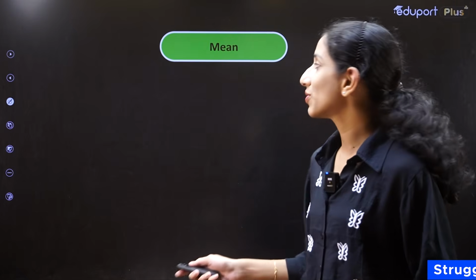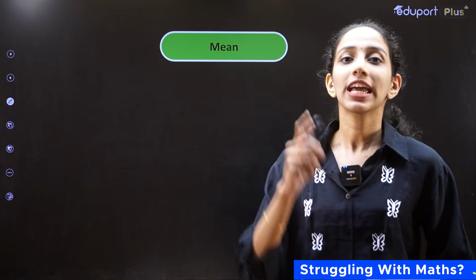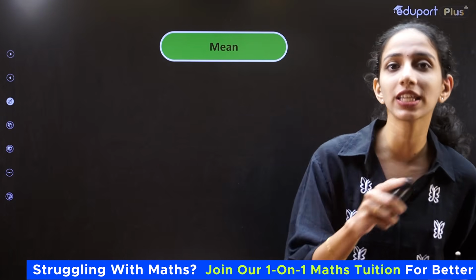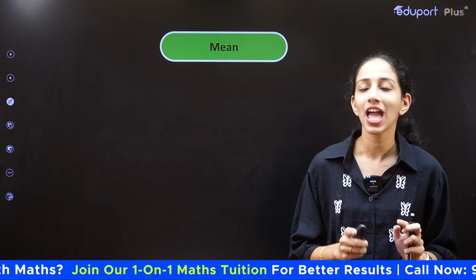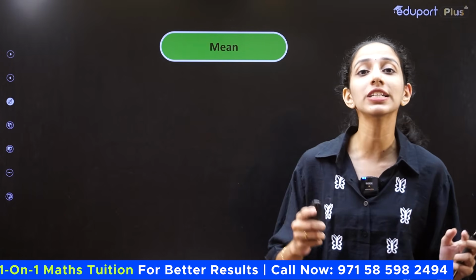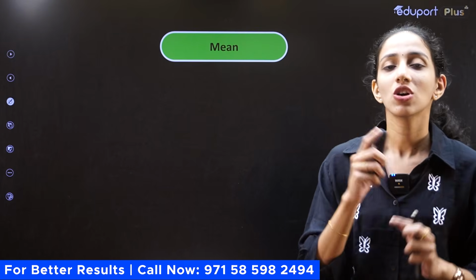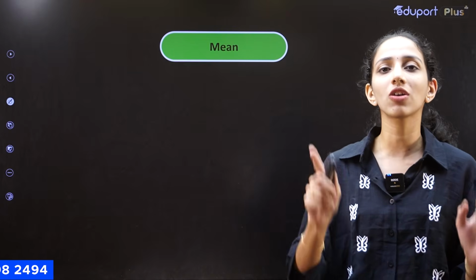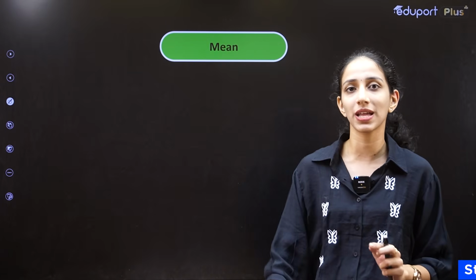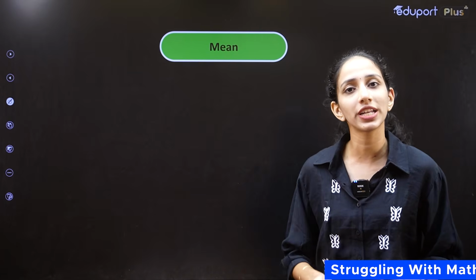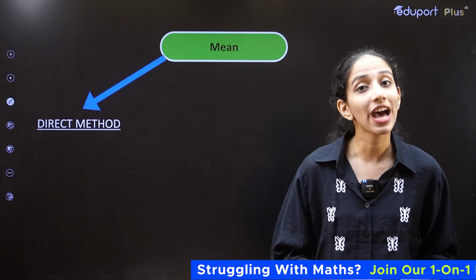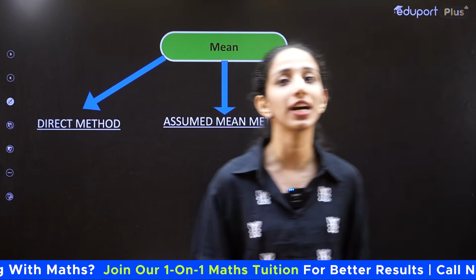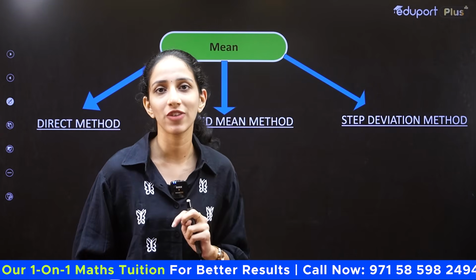Then we are going to discuss more about the mean. In this chapter we have three methods to find the mean. Which are the three methods? Those methods are very important, and we want to learn them by learning the formulas, so write down the formula of each method. The first method to find the mean is the direct method. The second method is the assumed mean method, and the third method is the step deviation method.